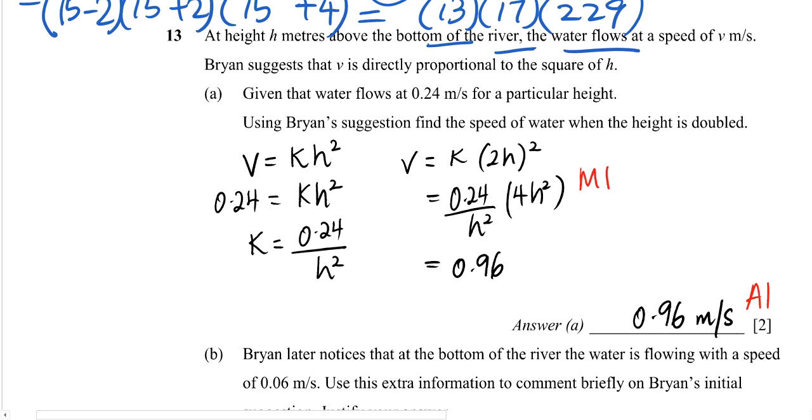Okay, question 13. 0.96. Show of hands, who got this correct by yourself? Who got this correct? Okay, who got it wrong? Raise your hand.